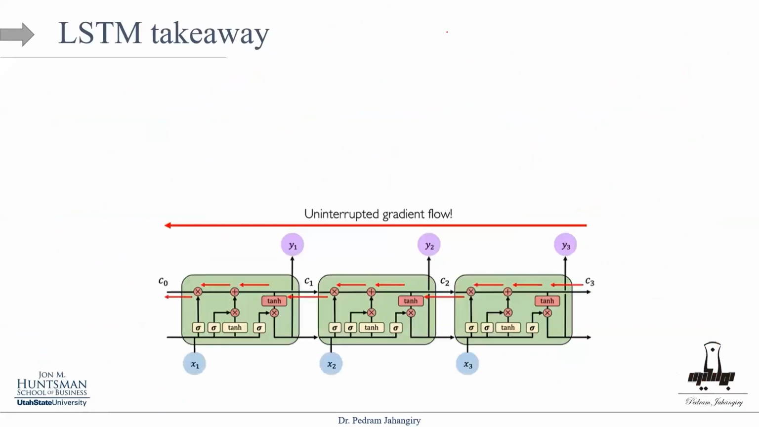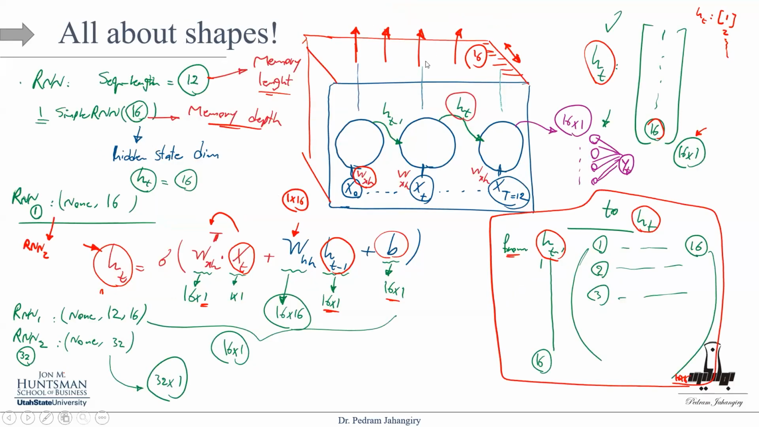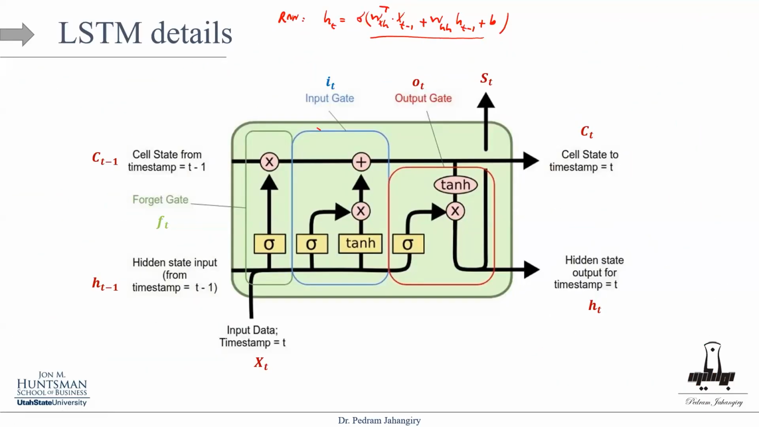WU and WHH. Yeah, these are all HT minus 1 plus B. We're going to see the exact same thing, but repeated 4 times because we have 4 of these gates, right? You can think of an RNN as a single gate cell and an LSTM as a 4-gate cell, right? And the 4 gates are the ones that we're going to see why we need.